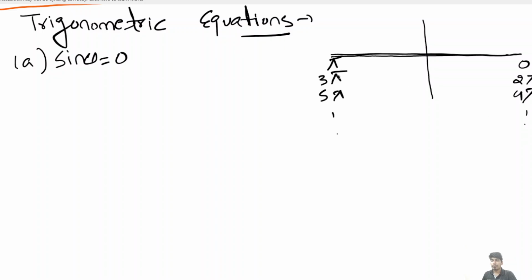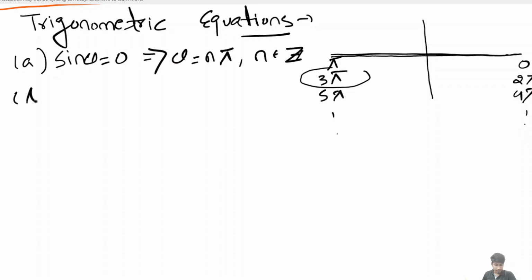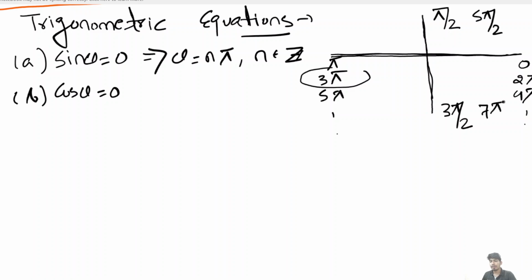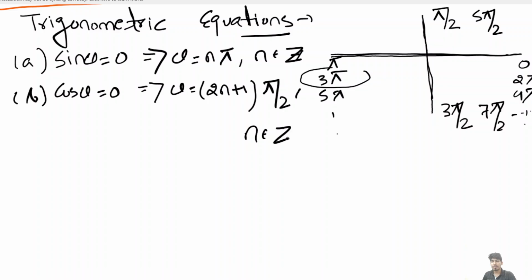Means integer multiples of pi, so it implies theta is equal to n pi, where n belongs to integers. Then second is cos theta is equal to 0. We know cos theta is 0 on the y-axis, at pi by 2, 3 pi by 2, 5 pi by 2, 7 pi by 2, and so on. So theta is (2n plus 1) pi by 2, where n belongs to integers.